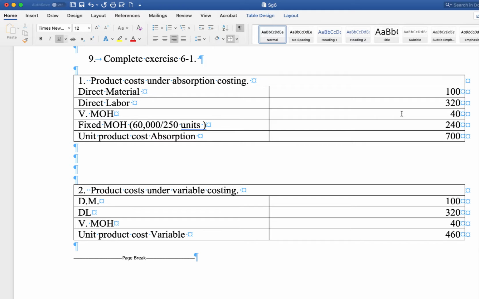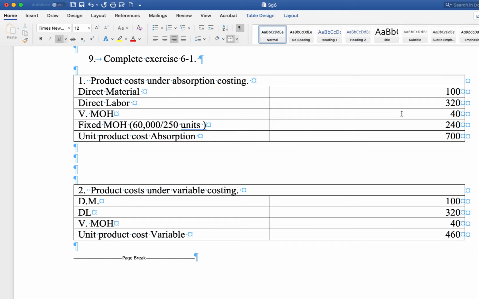Now, very important, we're using the variable costing method. You might say, well, why don't I include variable selling and administrative as part of my product cost? That's because selling and administrative costs are always period costs. They're always expensed when they're incurred.